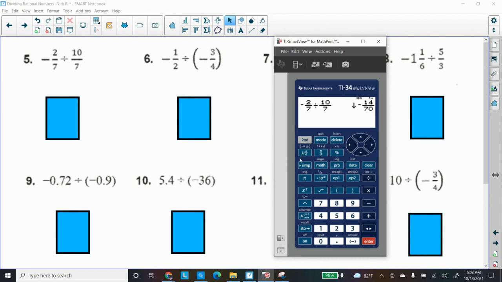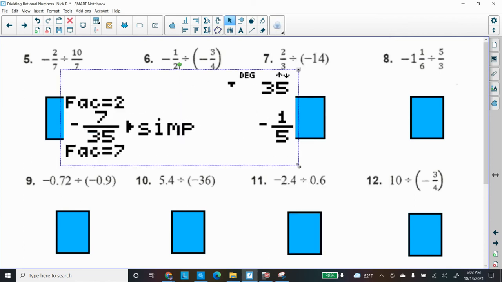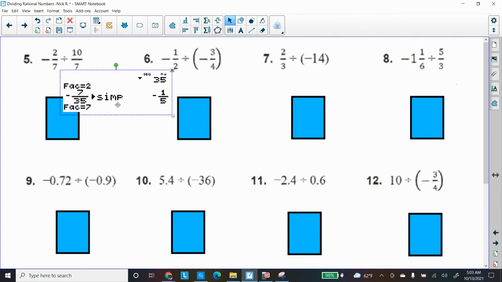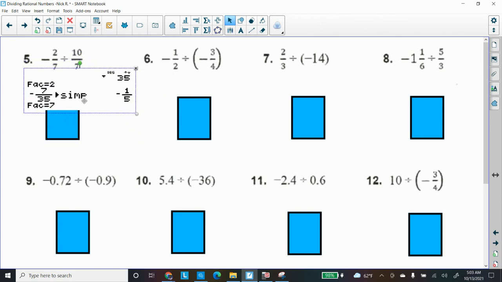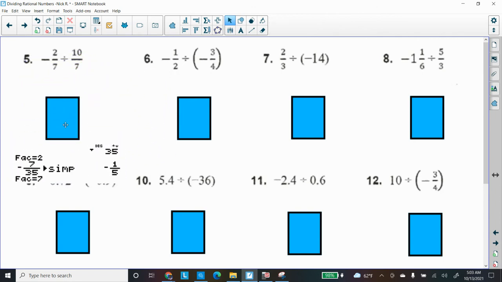I can divide by 2. So let me press simplify. Yep, I divided by 2, and I get negative 7 over 35. And can I divide that a little bit more? Let's see. Press simplify again. And I get down to negative 1/5. So I'm going to say my answer is negative 1/5 for this one in simplified form. Put it down there. There we go, negative 1/5.